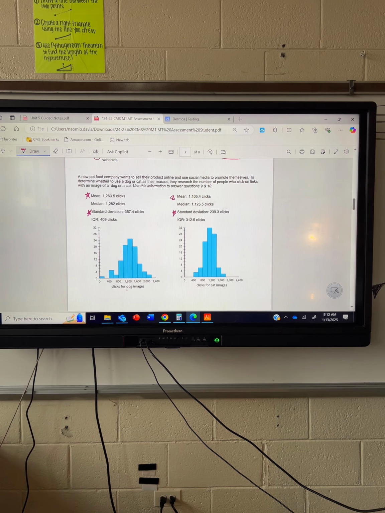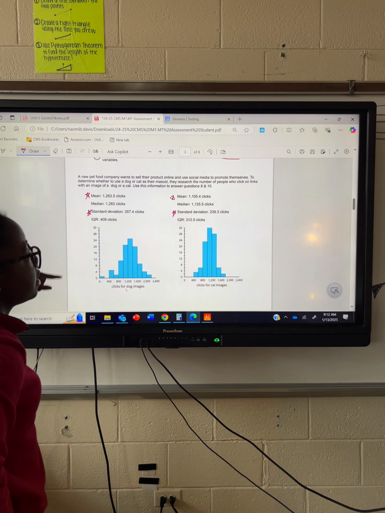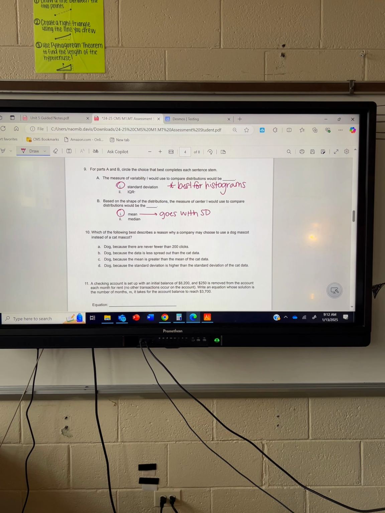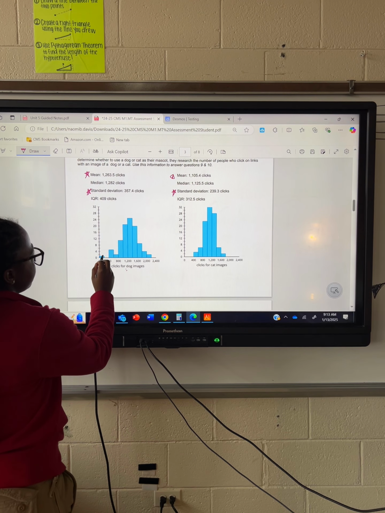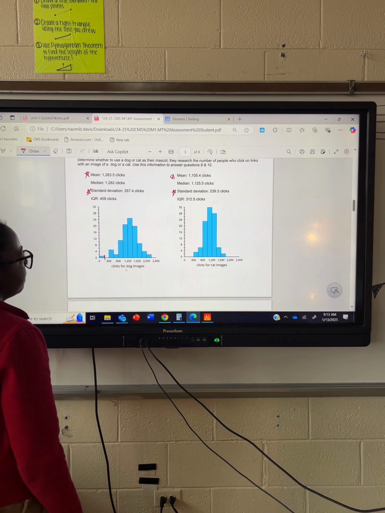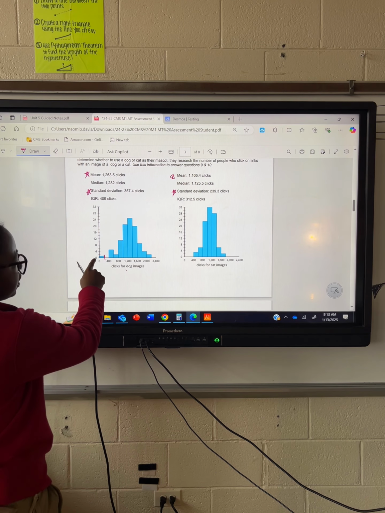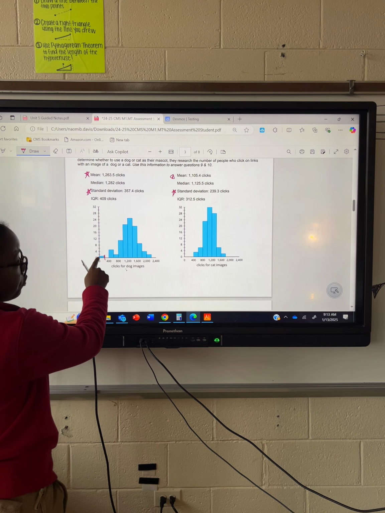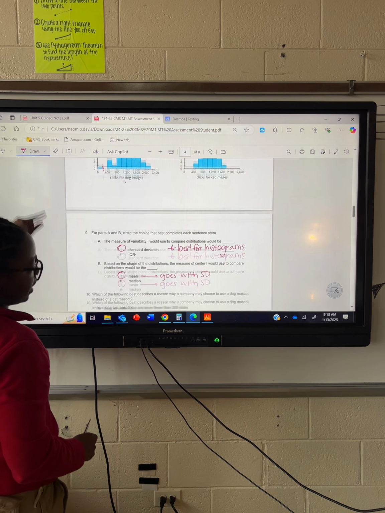Dogs have higher variability. Okay. The higher mean is telling me the average. Dogs also have a higher mean. So now we've kind of got an idea of what's going on. So dog, because there are never fewer than 200 clicks. Like 200 would probably be somewhere right here. There's definitely fewer than 200 clicks because I got something going from 0 to 200. So that can't be it.